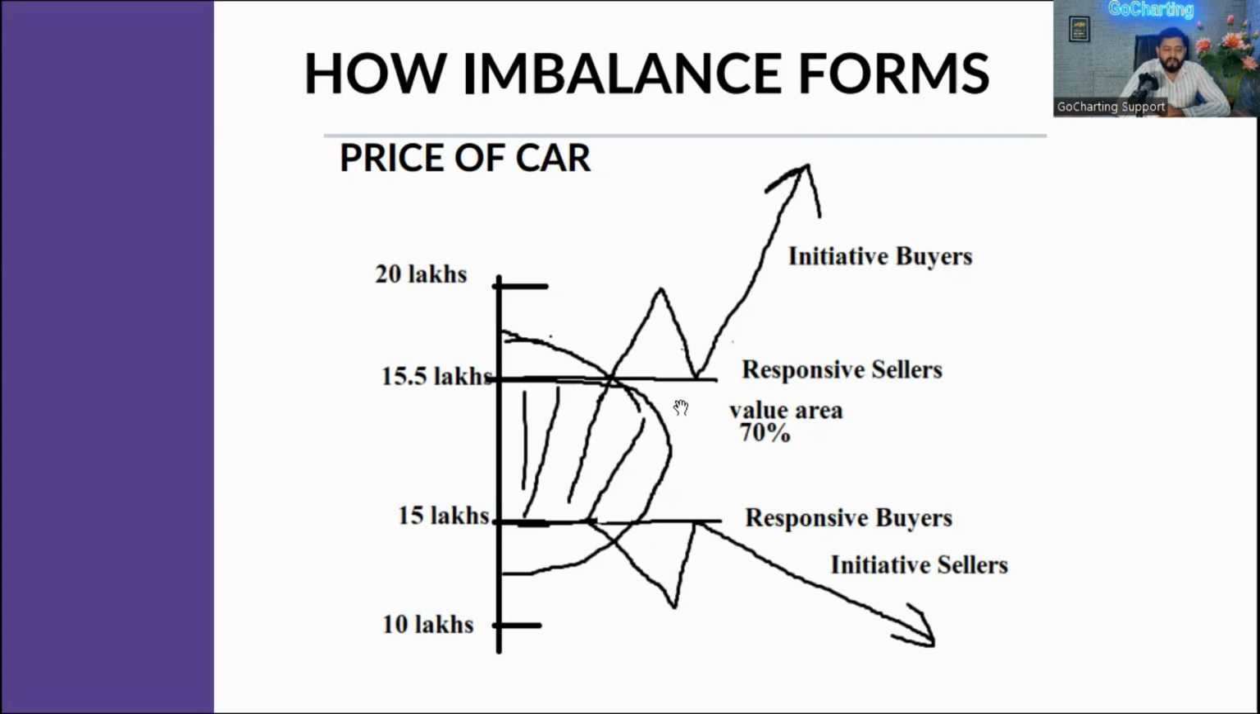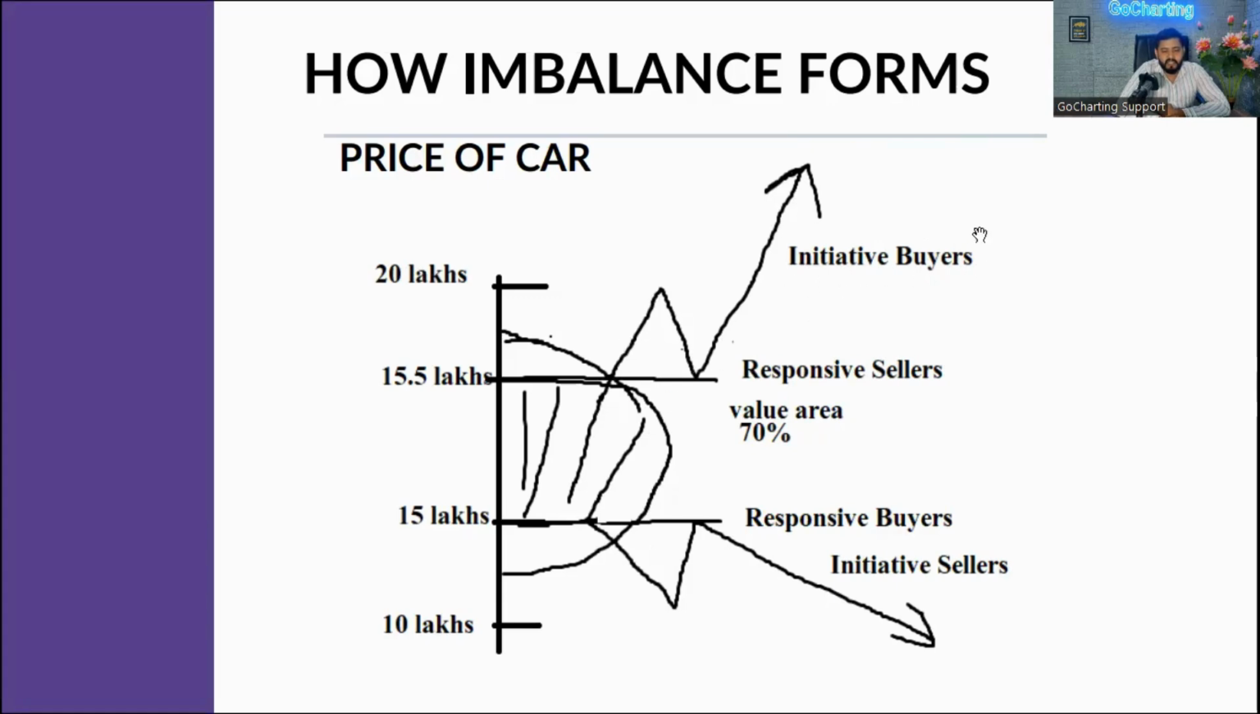So what has happened? The price has actually moved from its original value area. The price has gone up and maybe now it will consolidate over here and make a new value of that particular car over here. Okay. So now the new value of the car may be in the range of 22 to 25 lakh. All right. So now how does the price move up?